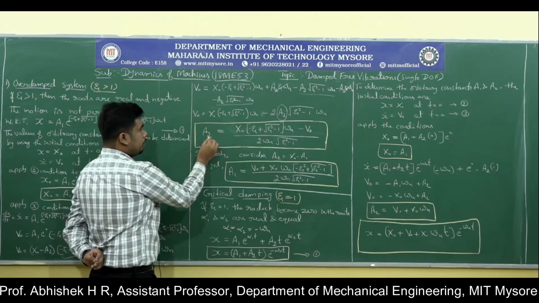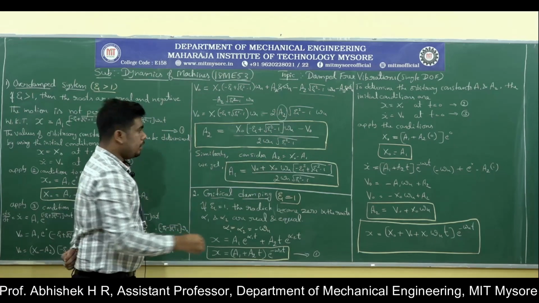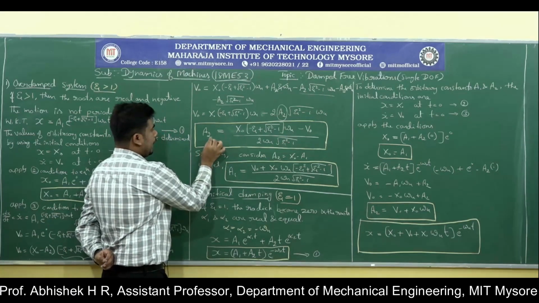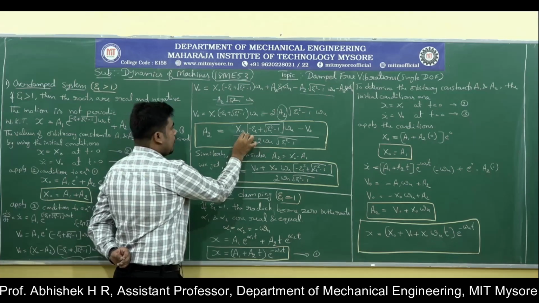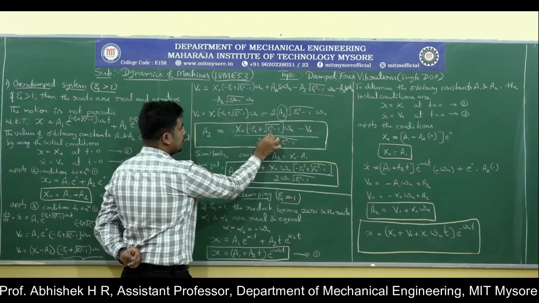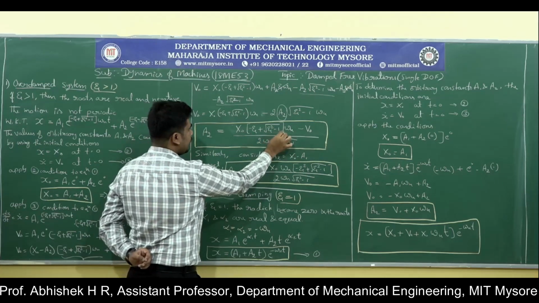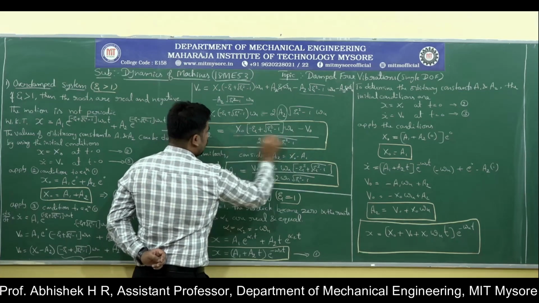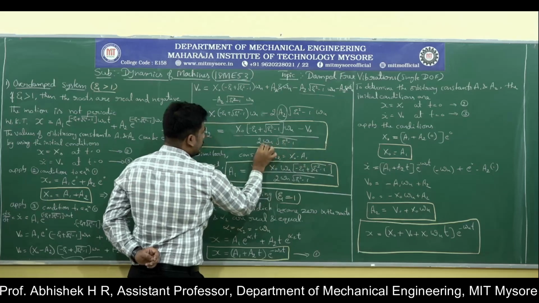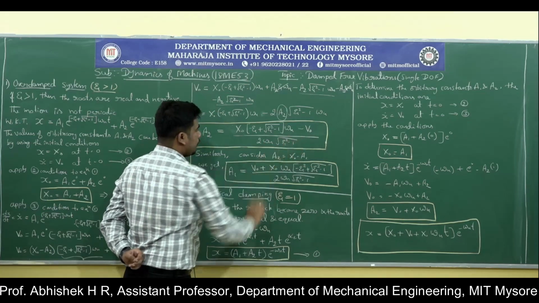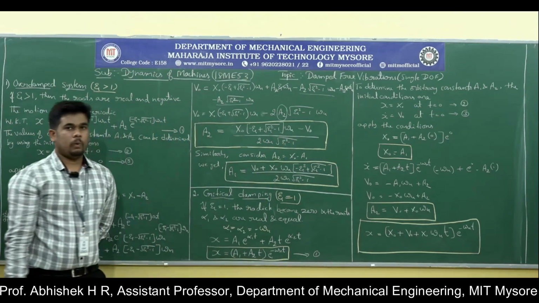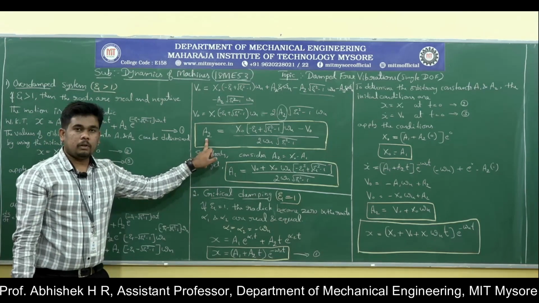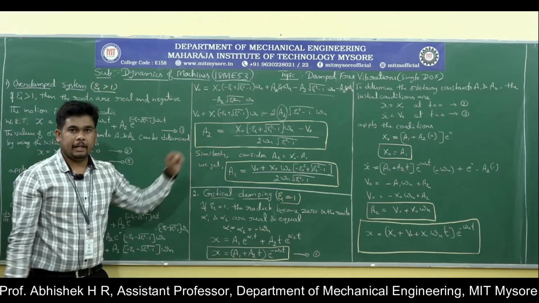Then after this I want a2 value. So take out the a2 on the left hand side and shift all the factors towards the right hand side. So you will get a2 is equal to x naught into minus zeta plus square root of zeta square minus 1 into omega n minus v naught, divided by 2 into omega n into square root of zeta square minus 1. So this is the expression or the value for a2.